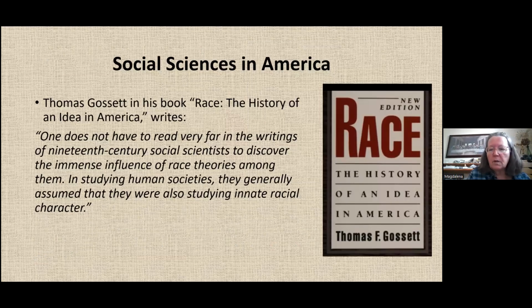Thomas Gossett wrote a book called Race, the History of an Idea in America, and he wrote in that, one does not have to read very far in the writings of 19th century social scientists to discover the immense influence of race theories among them. In studying human societies, they generally assume that we were also studying innate racial character, which of course is closely connected to this whole idea that Anglo-Saxon white people are superior.